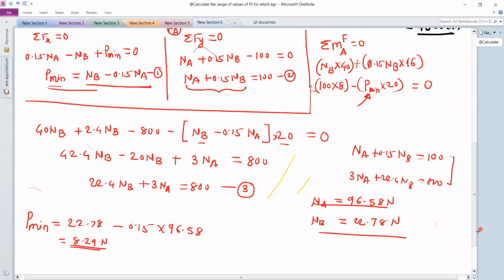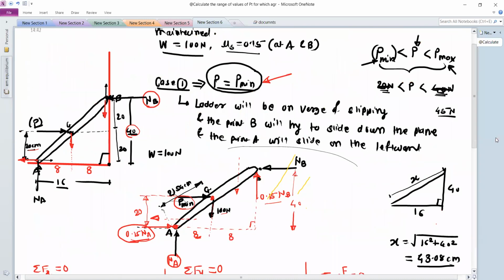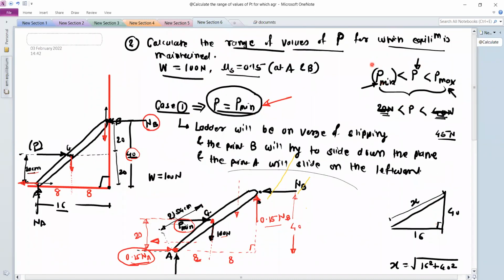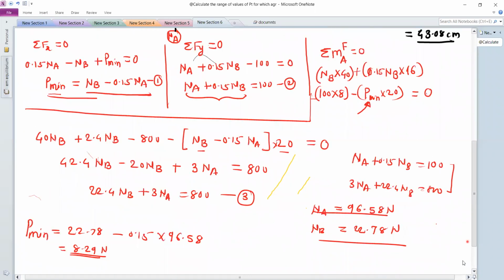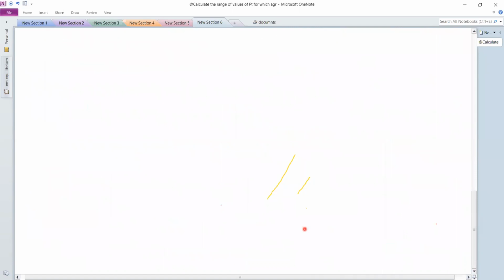Now we have to find out the maximum value, because finally we have to find out this range of values, P minimum to P maximum. Right now we have calculated the P minimum. Now we have to find out the P maximum. So for the P maximum, the P value will be P max. So we have to observe the direction for the impending motion.